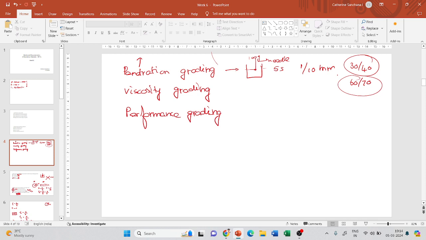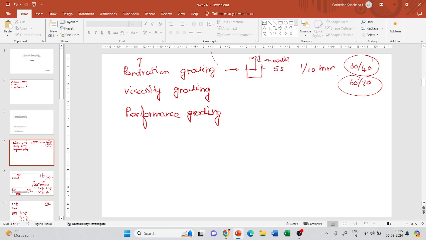And you know that my bitumen is subjected to different temperatures, right? So this is done only at 25 degrees Celsius. So if I have to find out the behavior of bitumen at 60 degrees Celsius, where it is prone to rutting, then it is difficult, right? Because you cannot do penetration grading for bitumen at 60 degrees Celsius. So in that case, they moved on to something called viscosity grading.